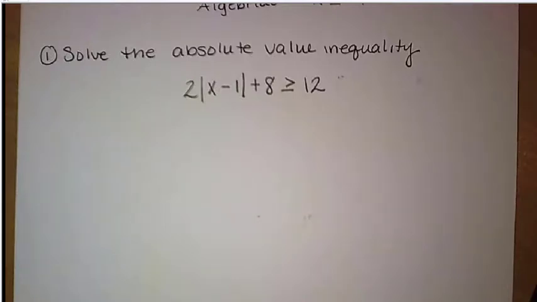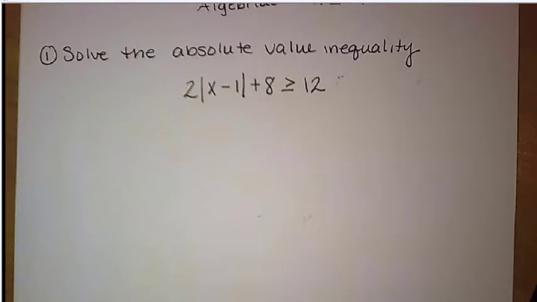Okay, so for our first example, we want to solve the absolute value inequality. We've got 2 times the absolute value of x minus 1, plus 8, is greater than or equal to 12. Now, solving an absolute value inequality is very similar to solving an absolute value equation. We really don't get the big difference until we start doing our answer.